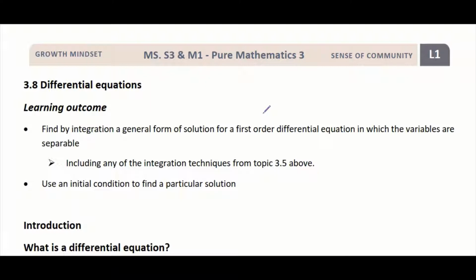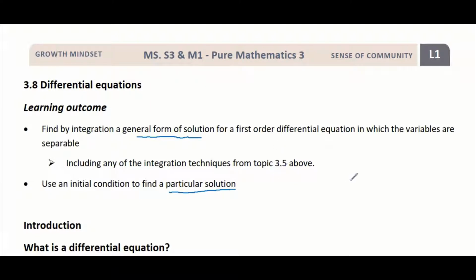Okay, so for the learning outcome today, we are going to find out what is the general form of equation by using integration. Then the second one is how do we actually find a particular solution. Okay, so it's just these two things.